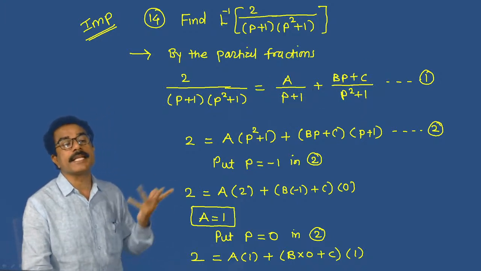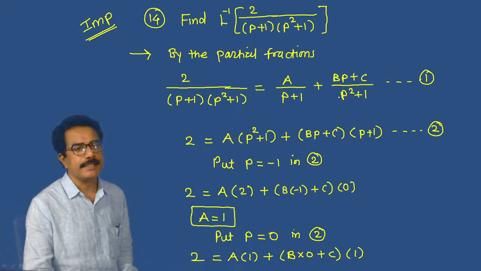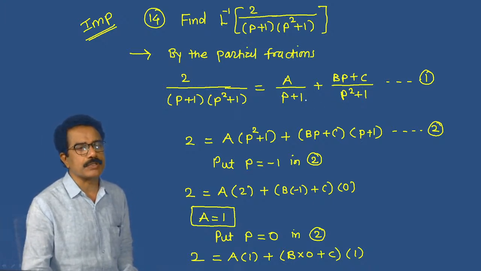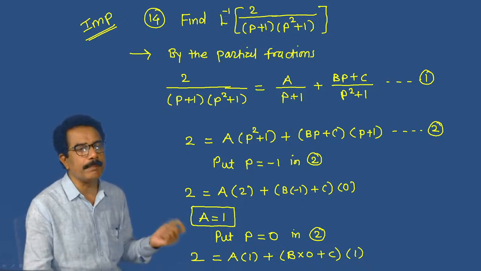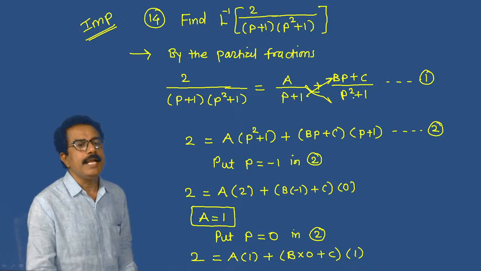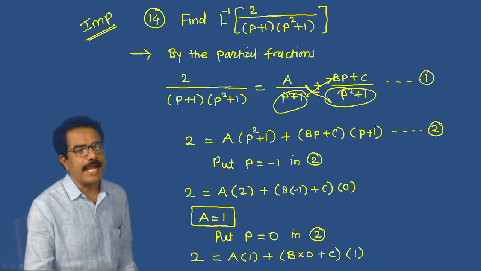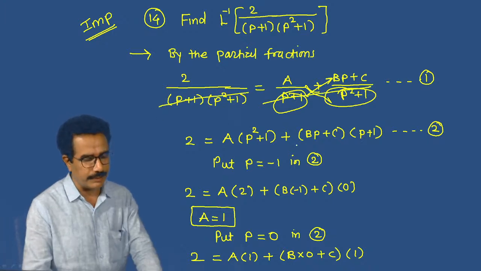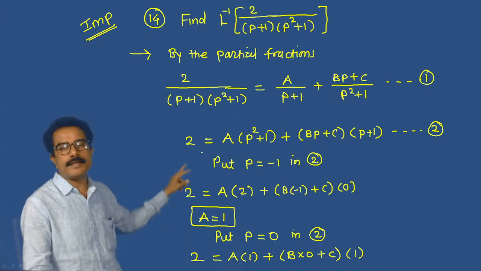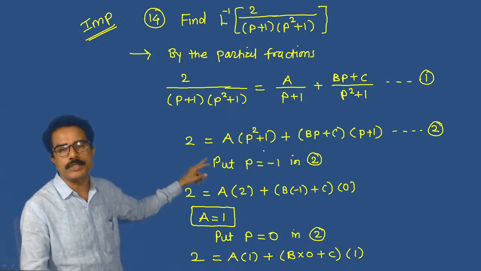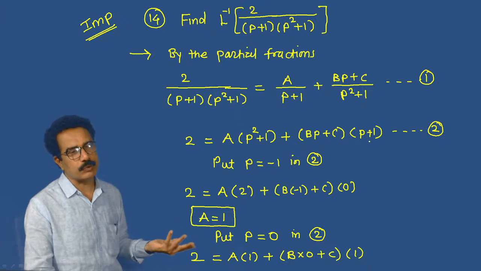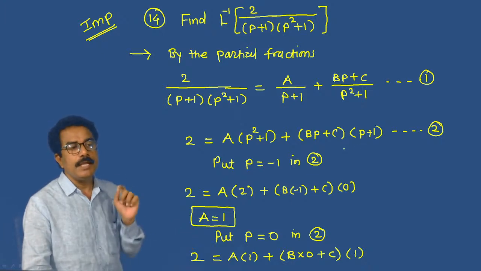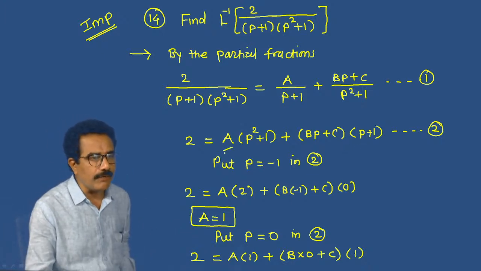Now again by taking the LCM on the right side, a into p square plus 1, plus bp plus c into p plus 1. This is the LCM, and in the LCM there is a multiplication of the denominator, and this denominator will be reduced. So our next term will be 2 is equals to a into p square plus 1 plus bp plus c into p plus 1. Now our aim is to find out the value of a.